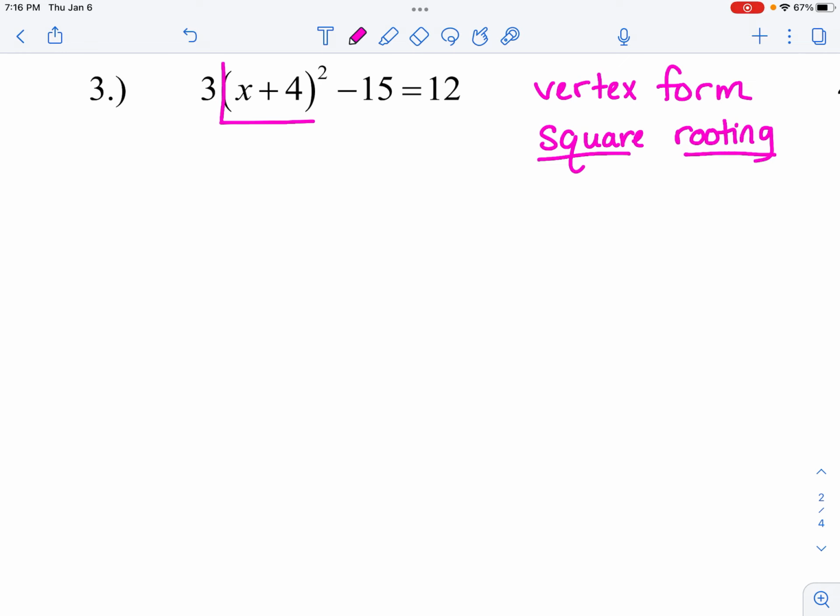So now this time I want to get this isolated by itself. I am not going to square it out. I'm going to get the square thing by itself, square root both sides. It will be more efficient because there's no guarantee that this could actually factor down the road. So I'm going to get rid of the 15 first, and then I'm going to deal with the 3.